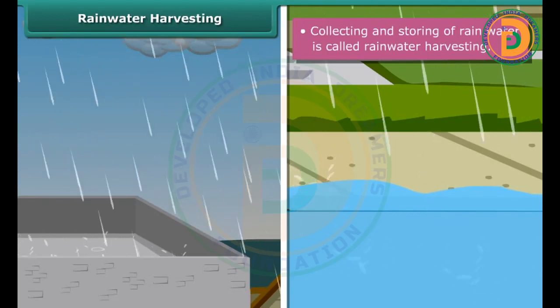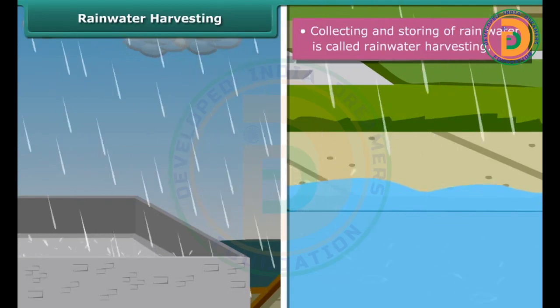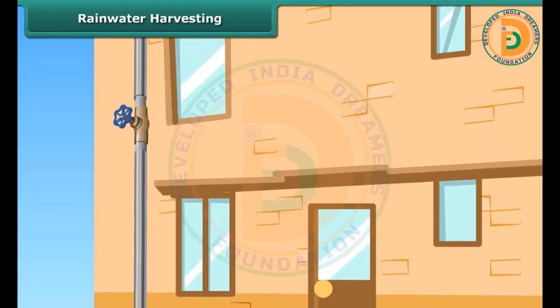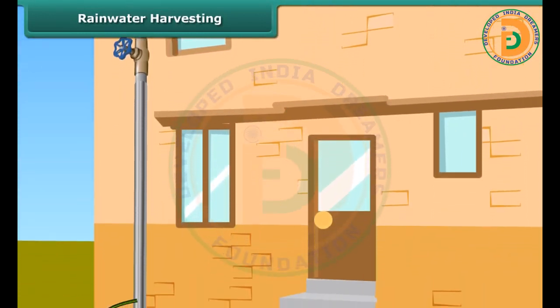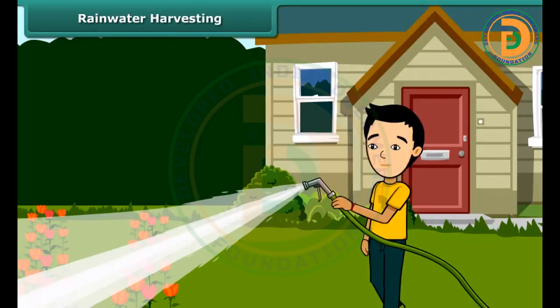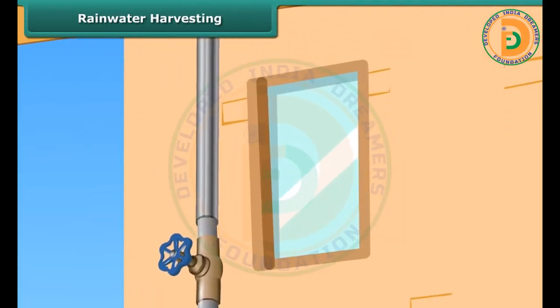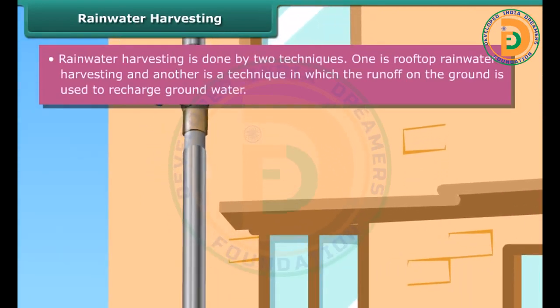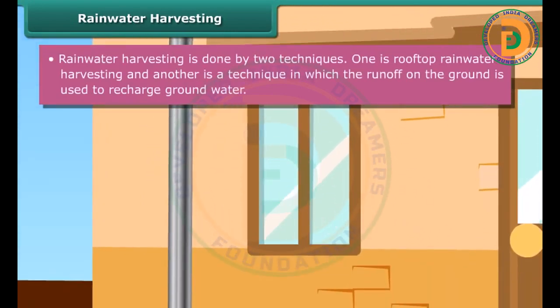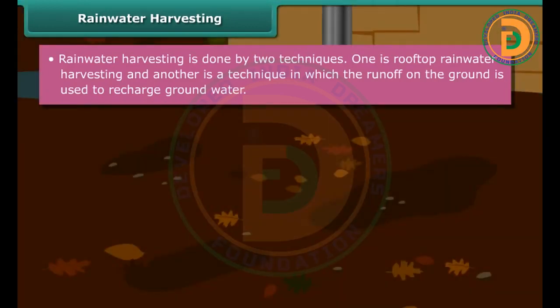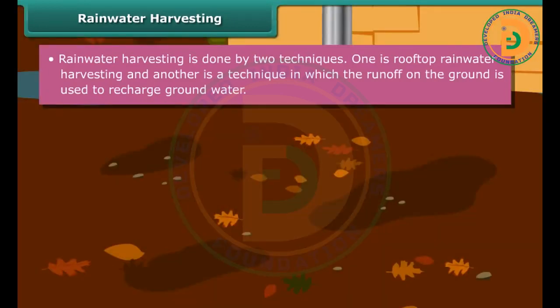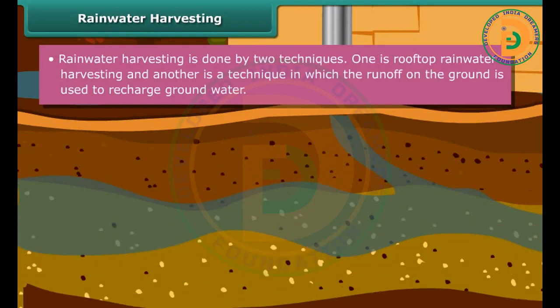The following are the techniques of rainwater harvesting. The rainwater is collected from the rooftop in a storage tank through pipes to be used later for various purposes. Alternately, instead of collecting the rainwater in a tank, the pipes can carry the rainwater to a pit dug in the ground. The rainwater then seeps into the soil to recharge or refill the groundwater. Another technique of rainwater harvesting is the one in which the runoff on the ground is used to recharge groundwater.